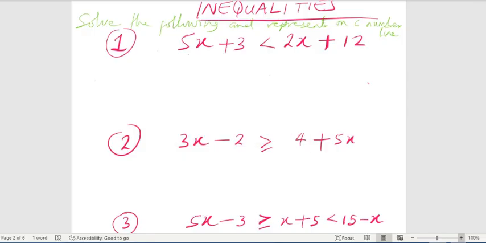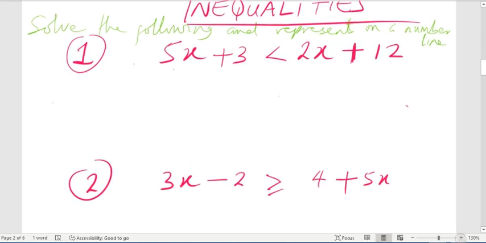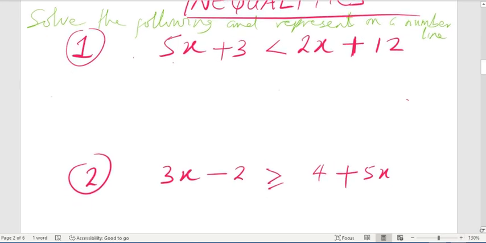All right, let me zoom this out very well so that we can do it properly. It says solve the following and represent on a number line. 5x plus 3 less than 2x plus 12. You said you attempted it. What did you get? I got x is less than 3. X is less than 3 for the first one. Okay, let's see. Tell us what you did. This is your answer, so let's prove it.